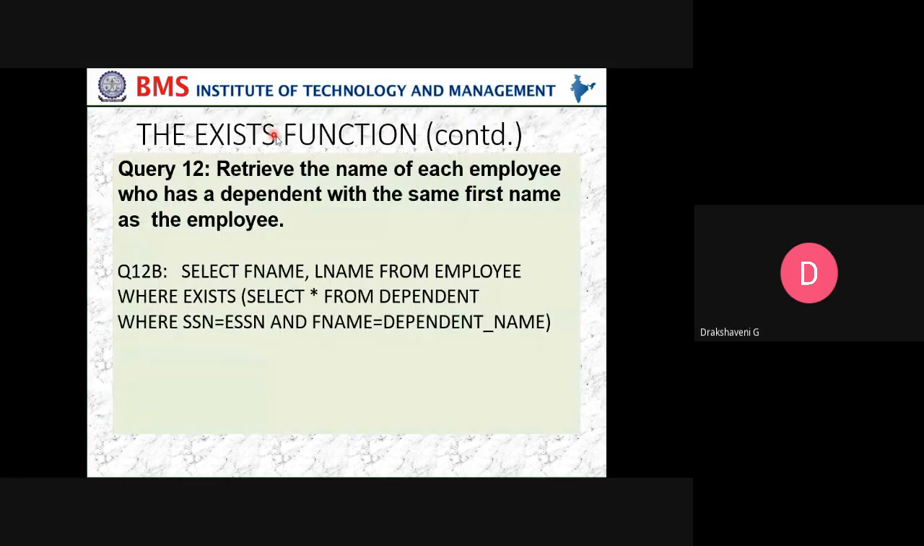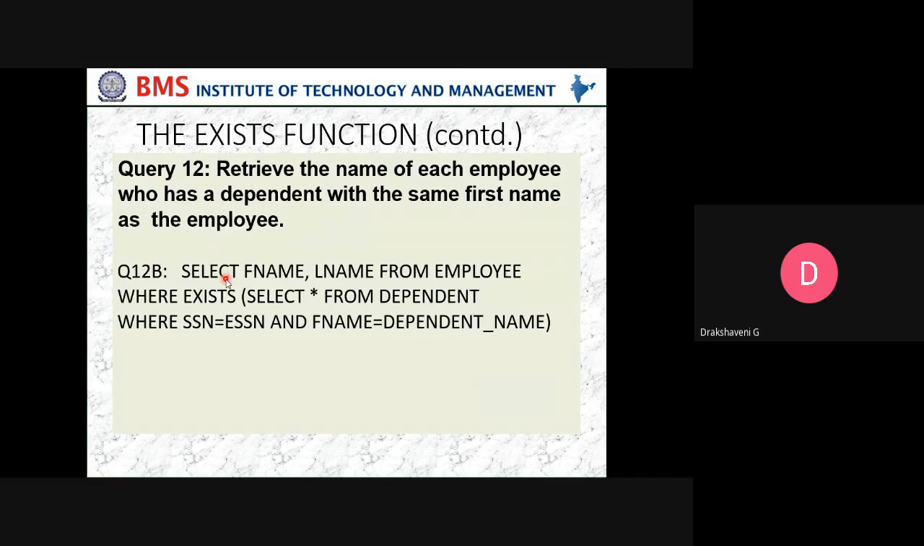Then we have to use the exists function. I want to know whether Ramesh is there in the third semester class or not. How to know? I have to check all your 51 students' names and verify whether Ramesh is there or not. In the same way here: retrieve the name of each employee who has a dependent with the same first name as the employee. Suppose Ramesh is the employee's first name, and we want to know whether his kid's name also is Ramesh. We compare that and select that particular person's name.